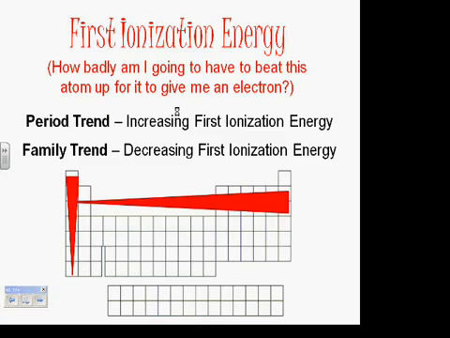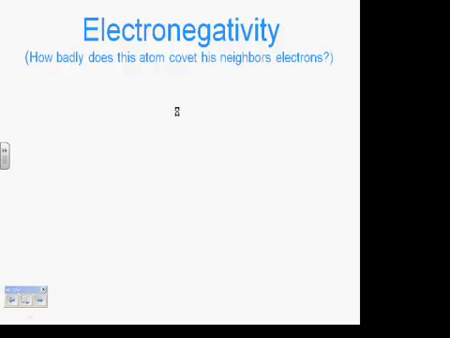And the last trend we want to talk about is electronegativity. And this is kind of like, I like to say, what is it? I think it's the 8th commandment, thou shalt not covet your neighbor's property. Electronegativity is kind of like, how much does an atom covet his neighbor's electrons? How hard does it pull on his neighbor's electrons and want to gather them towards himself?